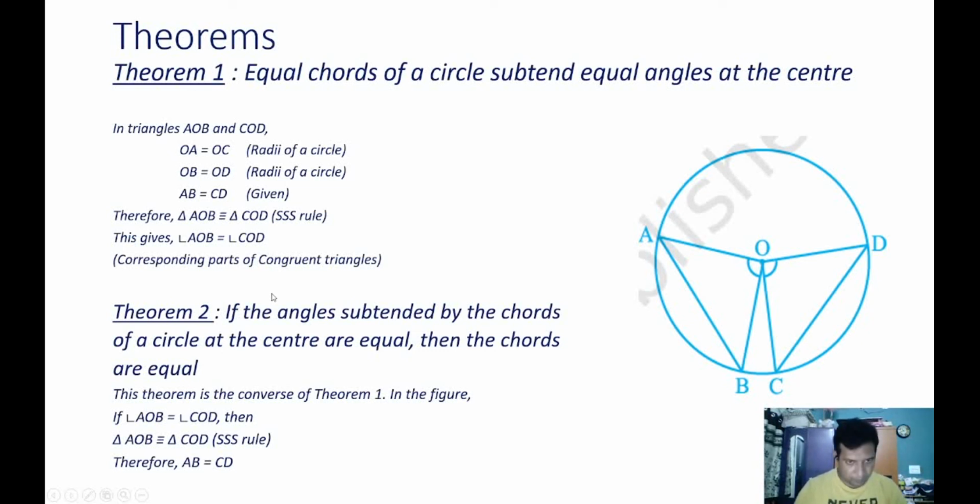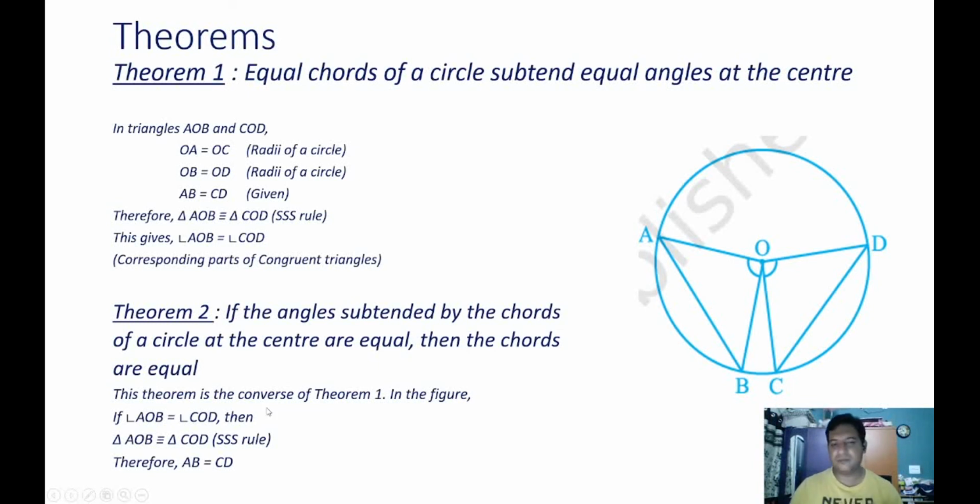Quickly moving to theorem 2. If the angles subtended by the chords of a circle at the center are equal, then the chords are also equal. So we are just proving the converse of theorem 1 in theorem 2. Now we have to prove that these chords, that is AB and CD, are equal, given these angles AOB and COD are equal. If the angles subtended by the chords of a circle at the center are equal, then the chords are equal. We have to prove that AB and CD are equal.